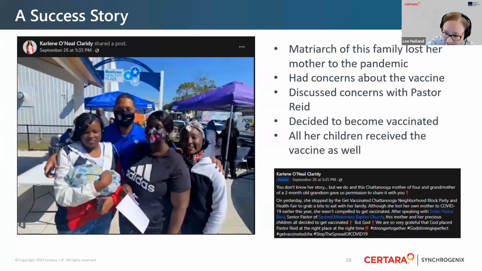Now I'm going to share a success story with you. The matriarch of this family lost her mother to COVID-19. Despite losing her mother to COVID, she was still concerned about the vaccine.